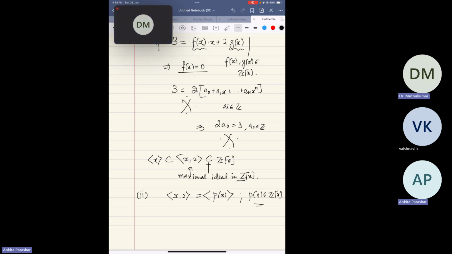Can you say something from here? If this is so, then what can you write about x? What can you say about 2? x will be p(x) times f(x), right? And similarly 2 will be p(x) times g(x), for some f(x) and g(x) from Z[x]. Can you say that?